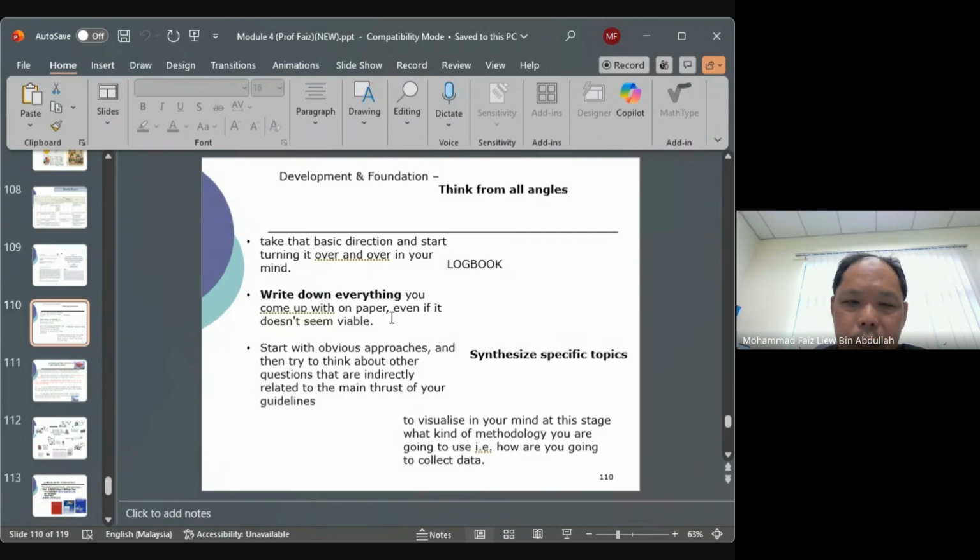Write down everything you come up with on paper, even if it doesn't seem viable. Okay, so this is important, because when you're in first year, when you start doing things, you do not know which is important. So if possible, anything you come across which is related to your research, just write it down. Okay, and then start with the obvious approach.